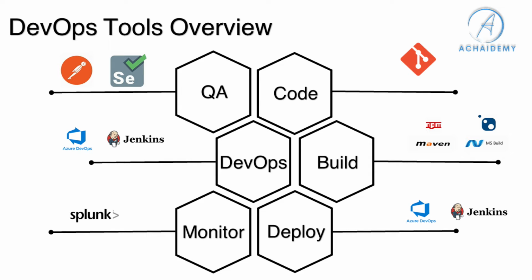And then in case of build, if it's a Java-based project, you will use Maven or an NPM kind of tools. And in case of .NET, you will use MSBuild or .NET build applications and EXEs to build your application. And for deploying, there are tools like Jenkins and Azure DevOps. These are end-to-end platforms which will allow you to implement the CI/CD process and then automate your application deployment and CI.